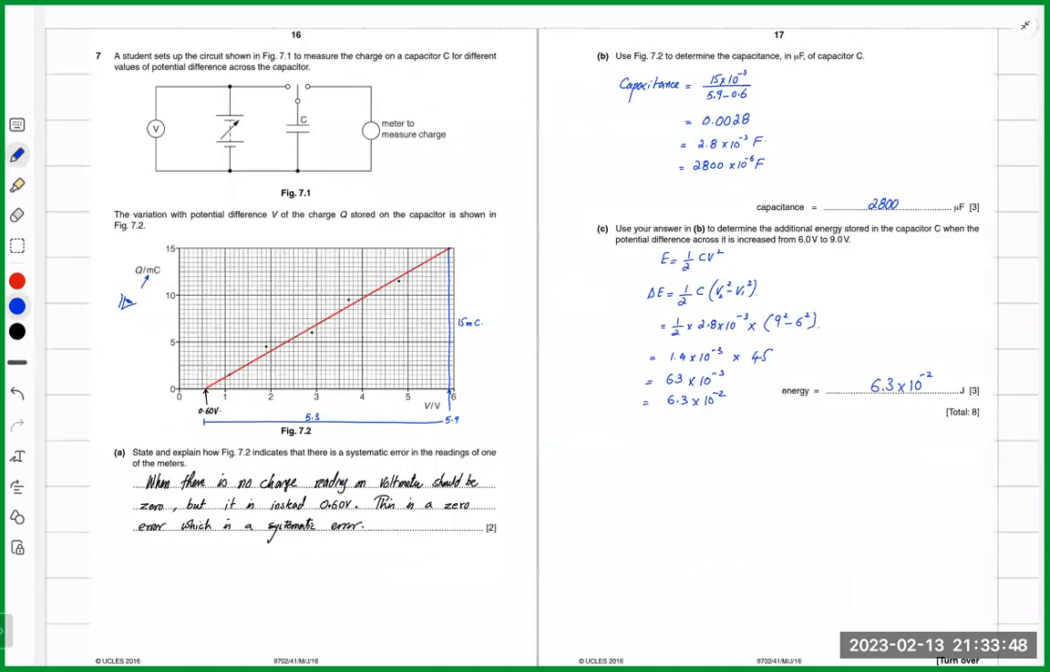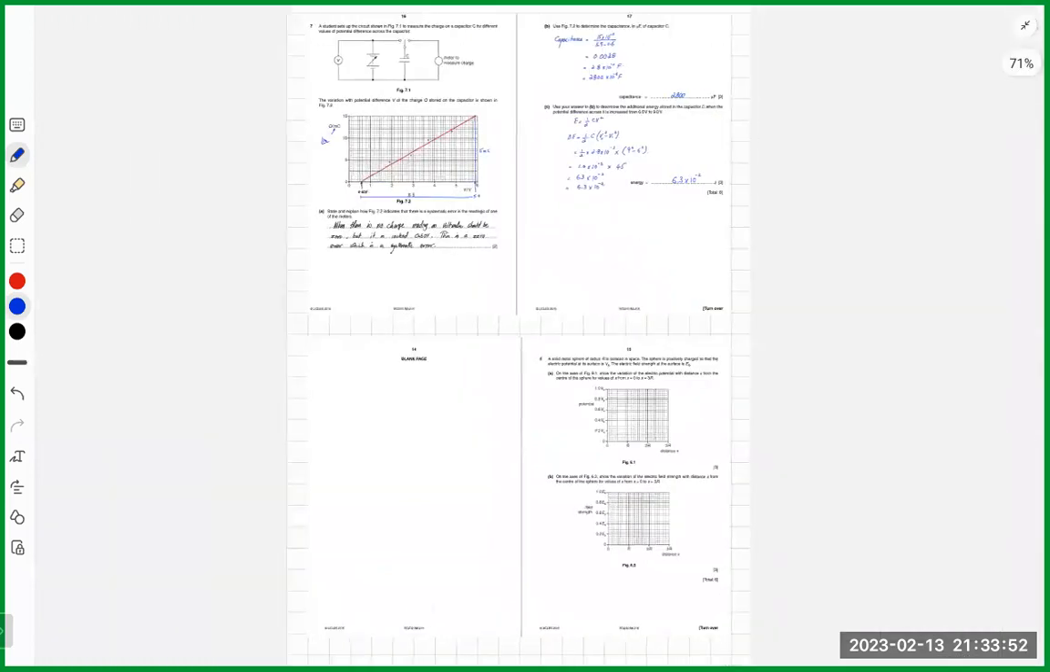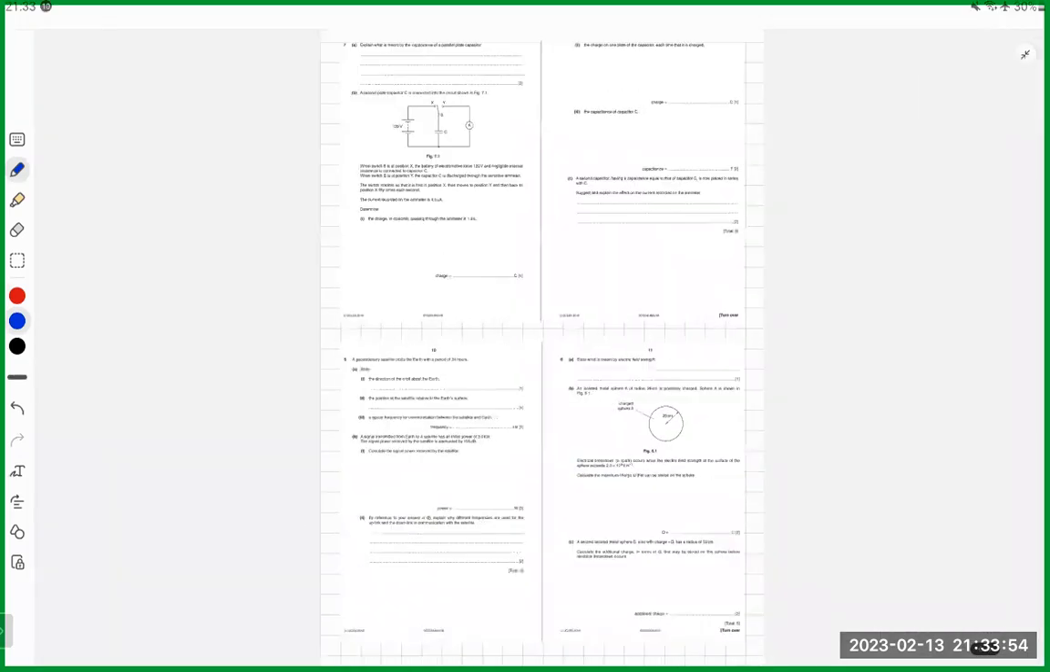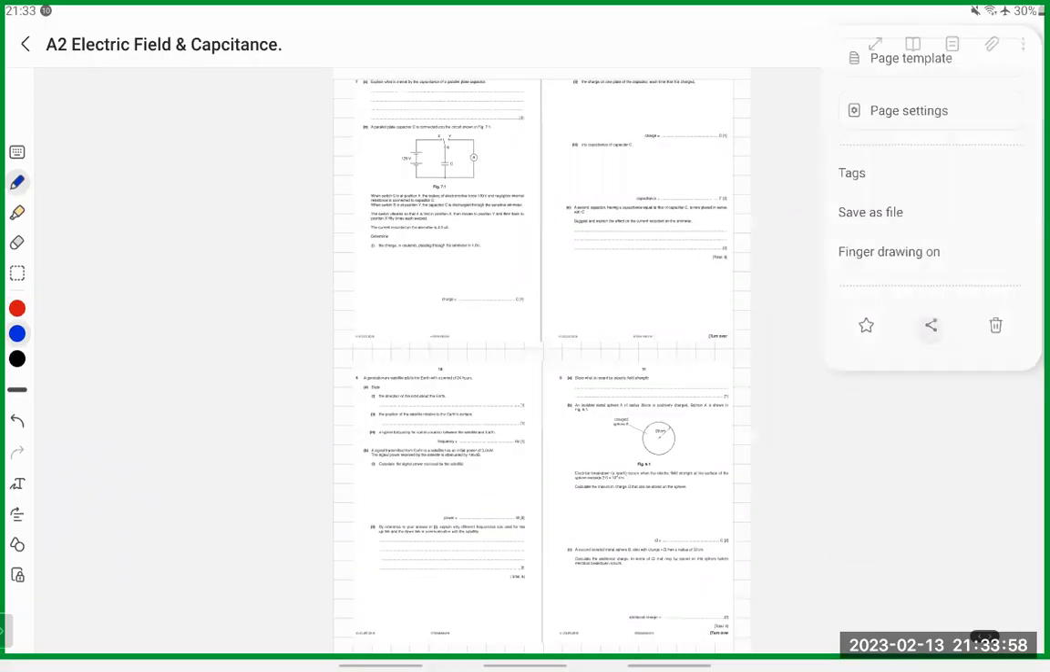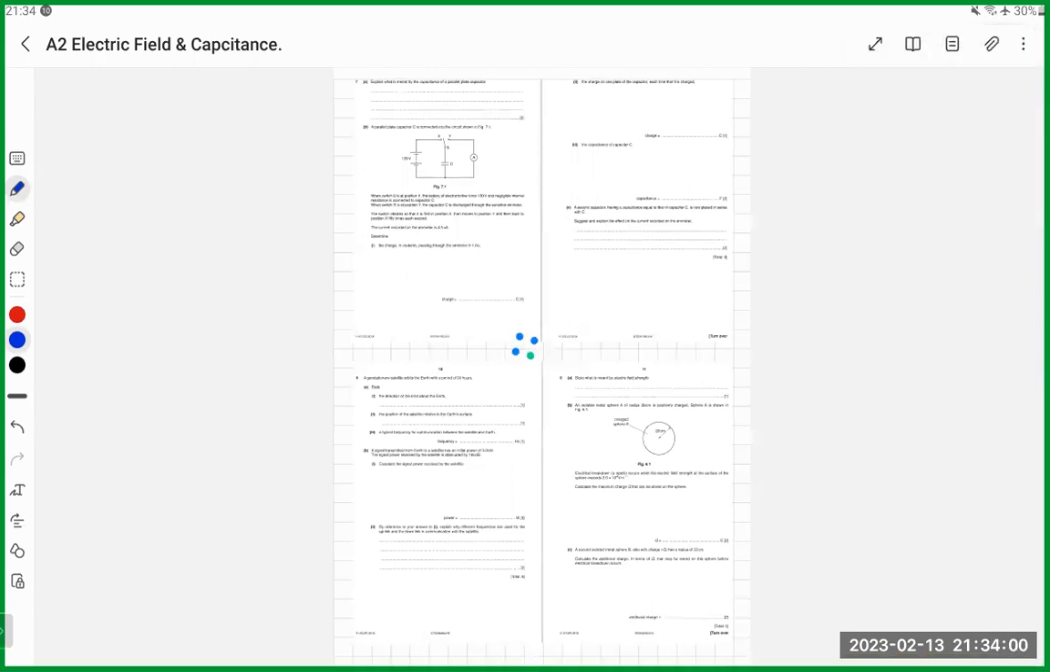Okay, the rest of the questions are yours. You can practice them by yourself. I'm sharing the PDF of this with you, so you can see the old notes. See you tomorrow.